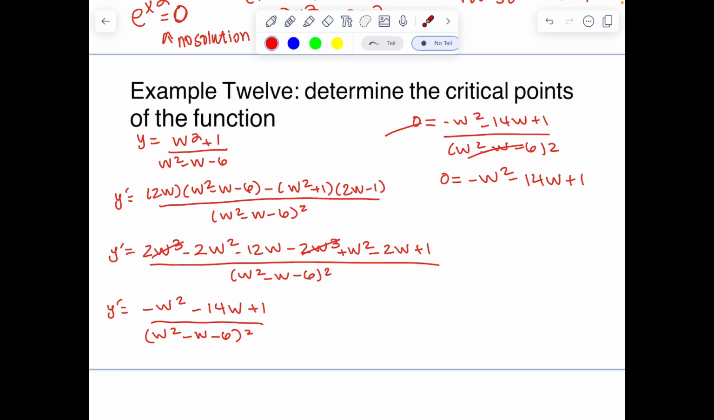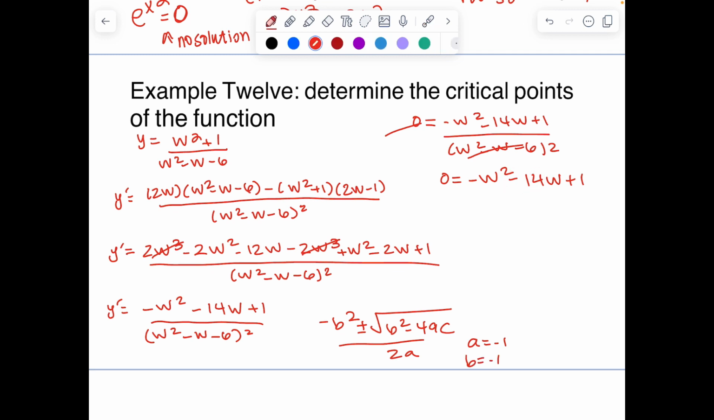So we are going to pull out our handy dandy quadratic formula when that happens. I'm going to write the quadratic formula down here. It's negative b plus or minus the square root of b squared minus 4ac all over 2a. So if I look at this function right here, the a value is right here. So a equals negative 1. b is the one in front of the w, so b is negative 14. And then c is 1. And so I'll just plug that into my formula.